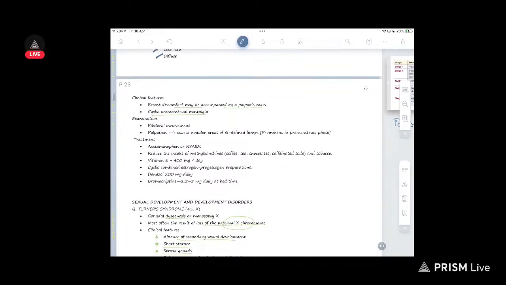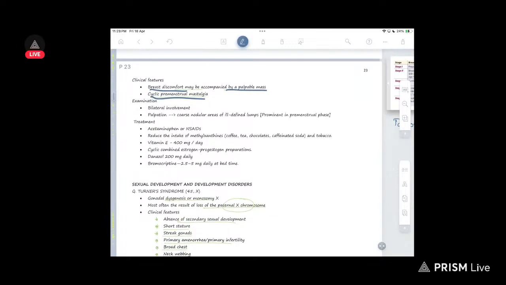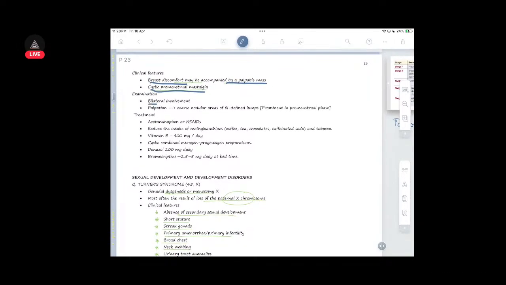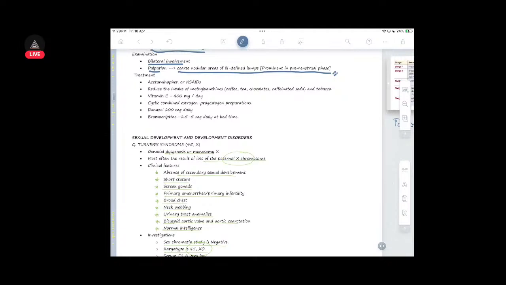So clinical feature: breast discomfort may be accompanied by a palpable mass. Cyclical premenstrual mastalgia may be seen. So you'll have bilateral involvement and on palpation, nodular areas of ill-defined lumps, which is prominent in premenstrual phase. Treatment is acetaminophen or NSAIDs and reduction of intake of methylxanthines like coffee, tea, caffeinated soda, and tobacco.